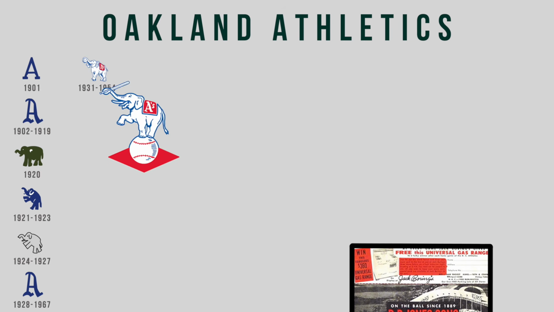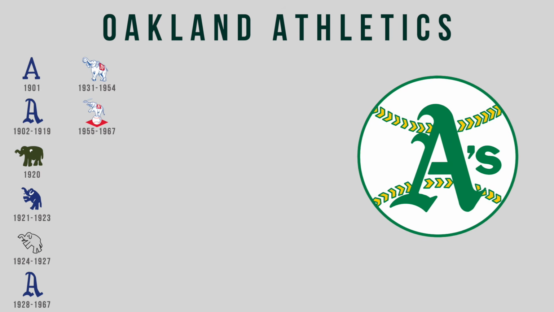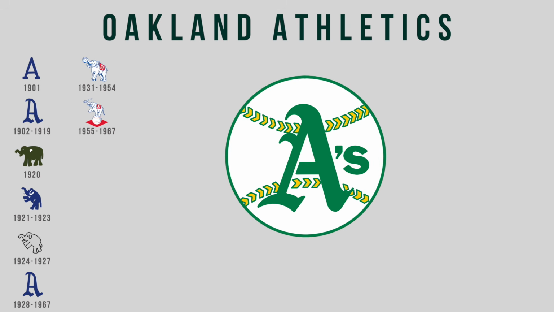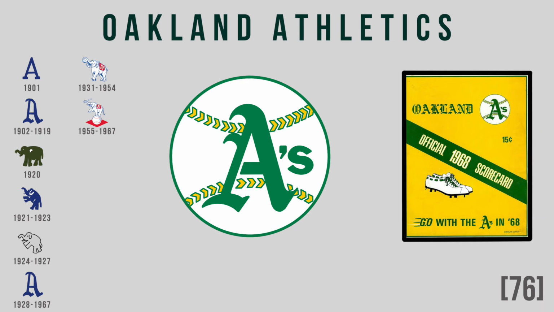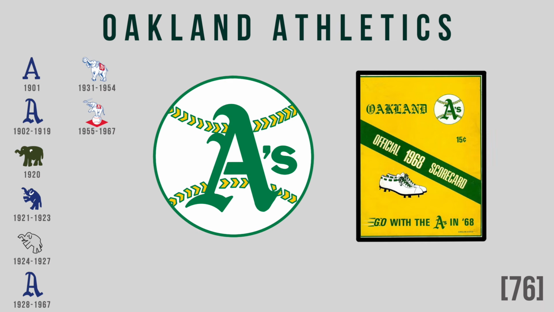Moving to Oakland in 1968, the team's logo was redesigned with an updated Old English A's in green over a green and yellow stitched baseball. Here's an example of a program from that first season in Oakland.